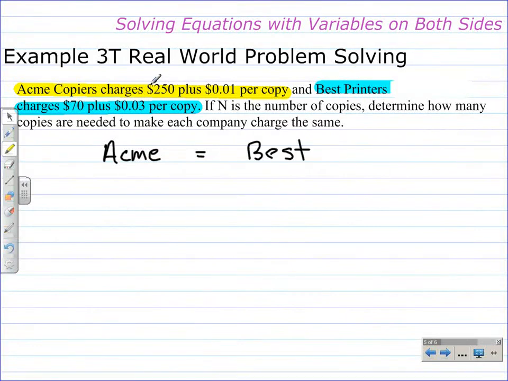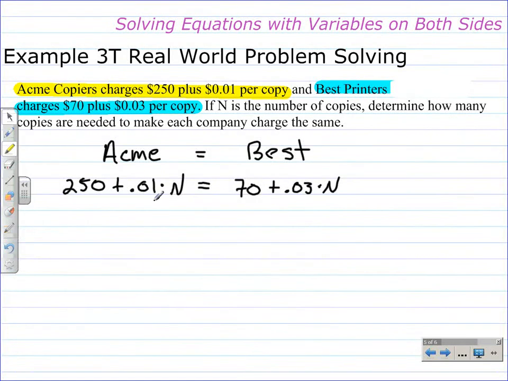The 250 is a flat charge, so that'll be 250 plus 1 cent per copy, and we need to multiply that by the number of copies. This expression, 250 plus 0.01 times n, represents the charge for Acme Copiers. We want that to be equal to the charge for Best Printers, which charges a $70 flat fee plus 3 cents per copy. So we'll multiply that by the number of copies. This expression represents the cost for copies at Best Printers.